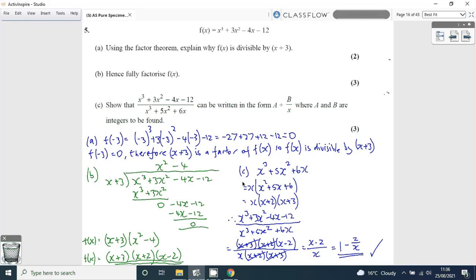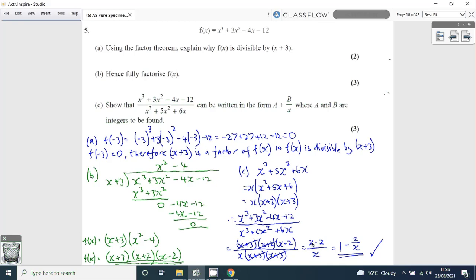Now for part C, I need to just start off by fully factorizing this denominator. So I've taken out the x, and then I've factorized x squared plus 5x plus 6, giving me x, x plus 2, x plus 3. So setting out the question in its factorized format, my numerator from part B is x plus 3, x plus 2, x minus 2. And I've just worked out the denominator factorized as x, x plus 2, x plus 3. So our x plus 3's and our x plus 2's cancel, leaving us with x minus 2 over x.